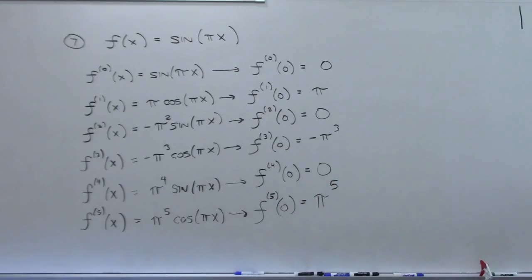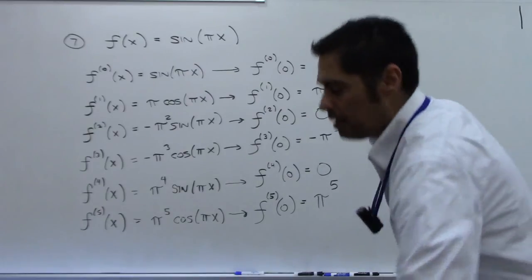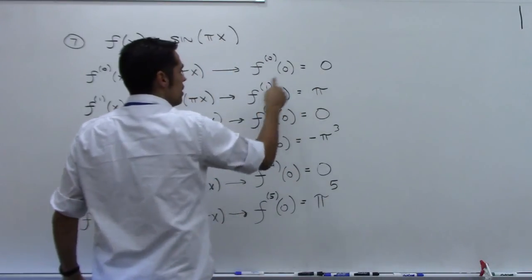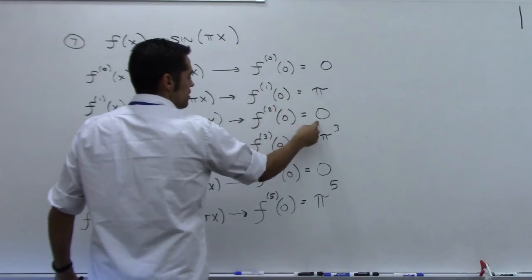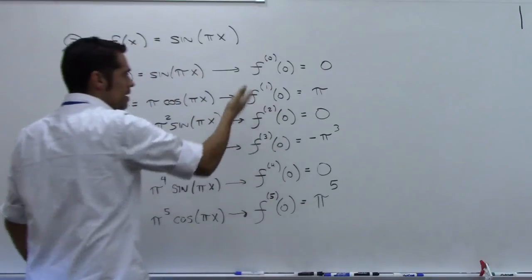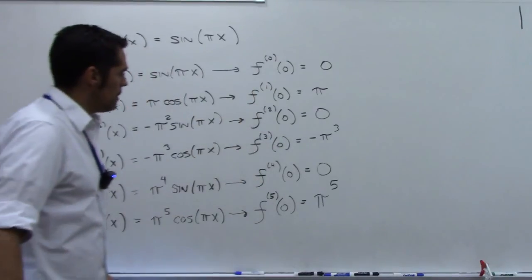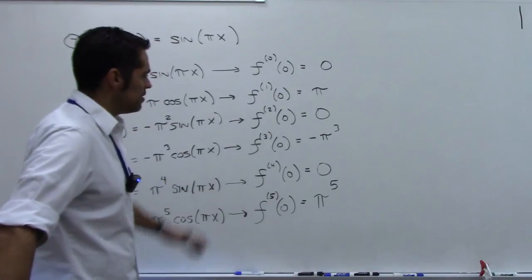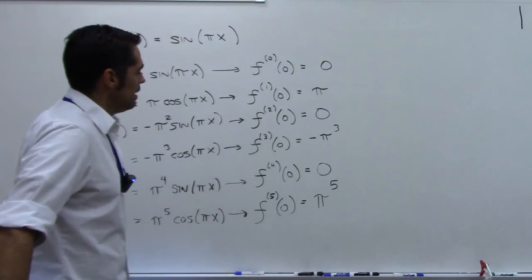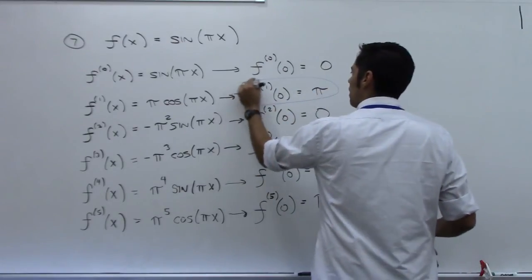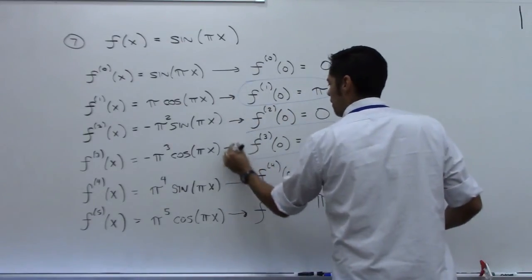Now it's a little harder to get a pattern on this one directly, because what you see is that when we plug in 0, we get 0. When we plug in 1, we get pi. 2, we get 0. 3, negative pi cubed. 4, we get 0. So at every even number, we're getting 0. At every odd number, we're getting something to do with pi. And it looks like it's alternating also. So notice here, I'm circling all the odds.